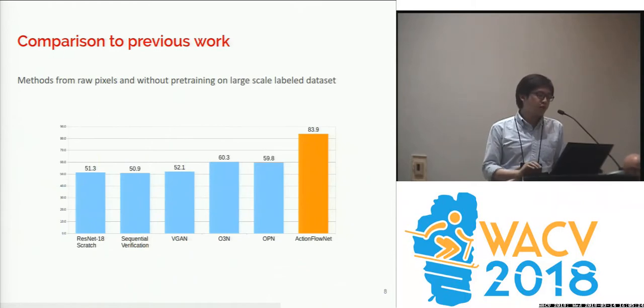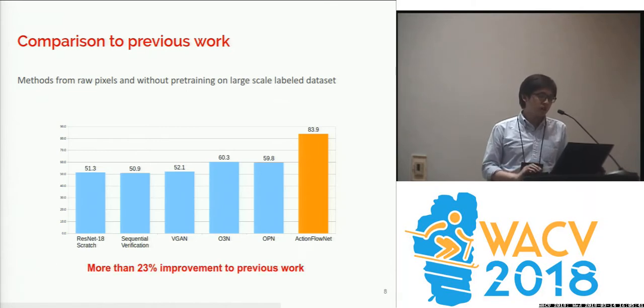When compared to previous work that also models on raw pixels and without pre-training on large-scale labeled dataset, our ActionFlowNet significantly outperforms the previous unsupervised representation learning work with a large margin, by over 23% improvement to previous work.